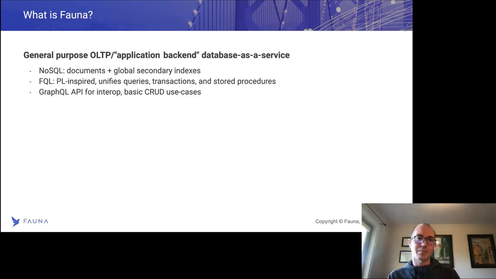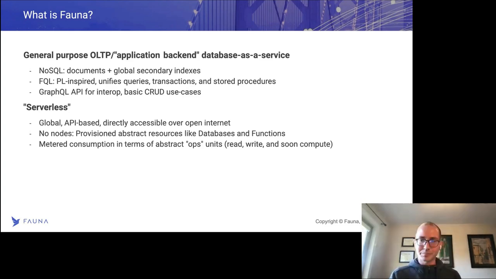So to give you the shape of it, it's a NoSQL database. The main core primitives are documents plus global secondary indexes. What's unique about Fauna is that it's not based on SQL. We have our own programming language, our own query language called FQL, that is inspired by programming languages. It unifies querying, transactions, and stored procedures into one language that you program as an embedded DSL in your application code. Last year we added a GraphQL API, which provides easier interop, especially in front end environments, and is especially suited for basic CRUD use cases that you may want to start with and then jump into FQL for more advanced logic.